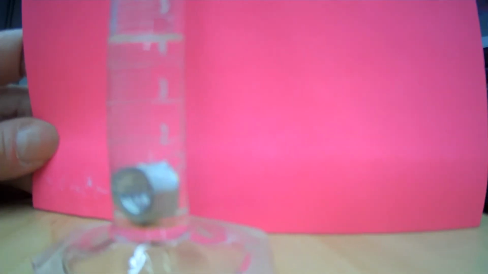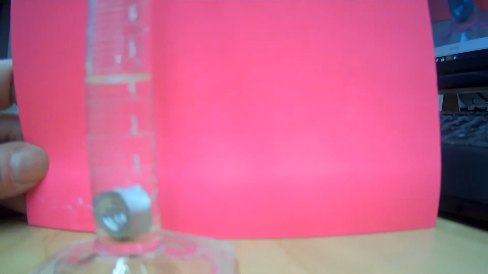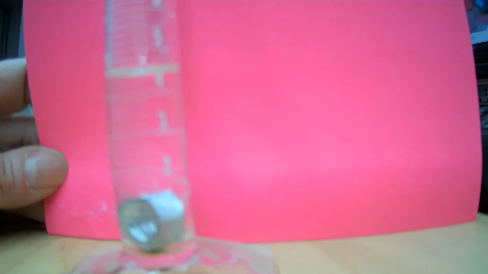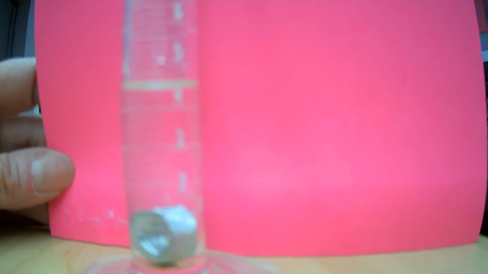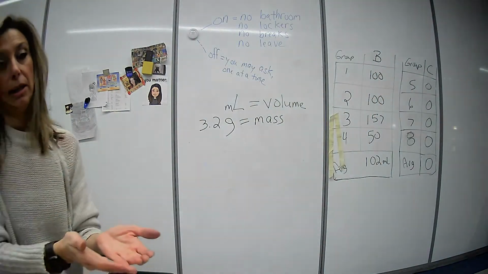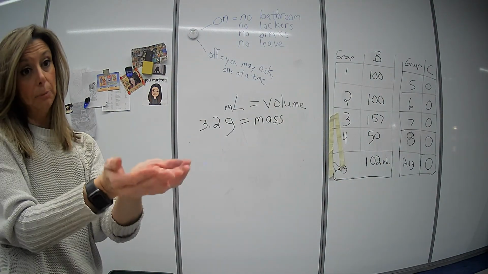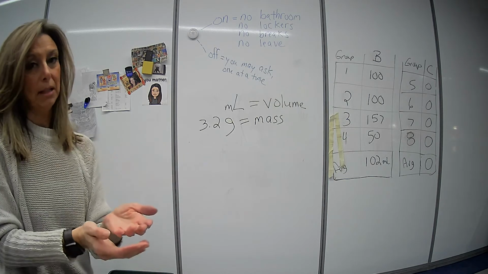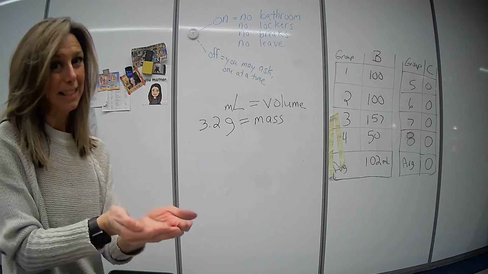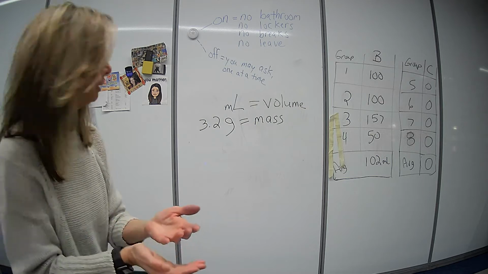Actually, this has gone up 3 lines. I don't know if you can see that. That's 3 lines. Okay? So that's 0.2, 0.4, 0.6. So I'm going to make sure I get that decimal in there. So 0.6 milliliters is the volume, because that's how much space it takes up. That causes the water to rise 0.6. So that means that the washer is taking up 0.6 milliliters of space.